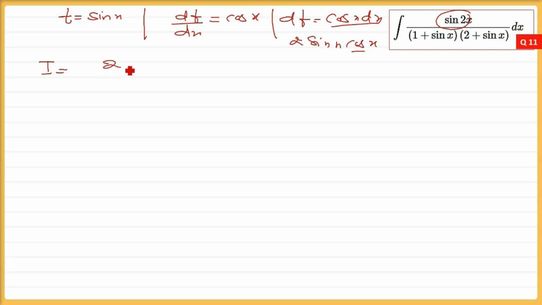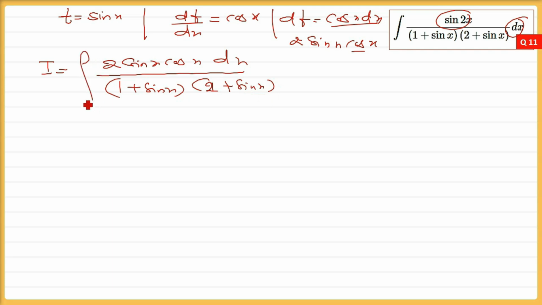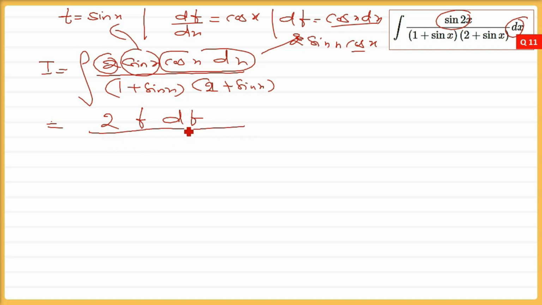Now if you write this integral like this, sin 2x as 2 sin x cos x, dx is already there. In the denominator it will be 1 plus sin x and 2 plus sin x. So the integration here, cos x dx is already with us, which is dt. And sin x we have already assumed to be t. So 2 we can take outside, 2t, t for sin x, dt for cos x dx. Denominator sin x replaced by t, 1 plus t and 2 plus t. Now we need to integrate this.